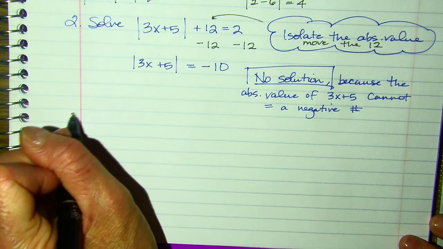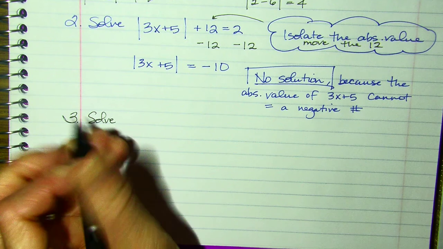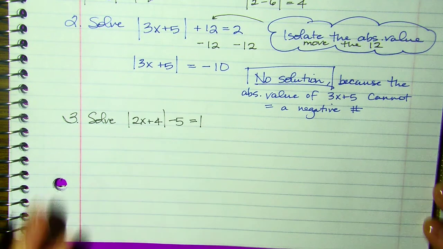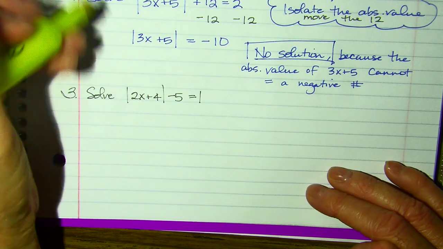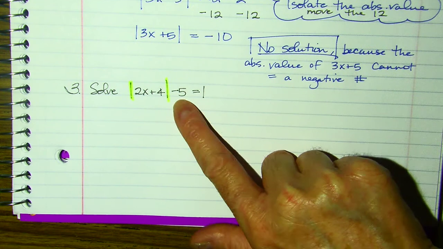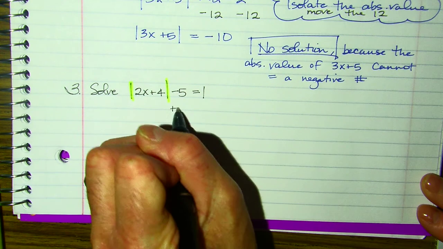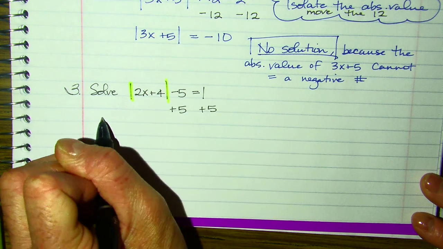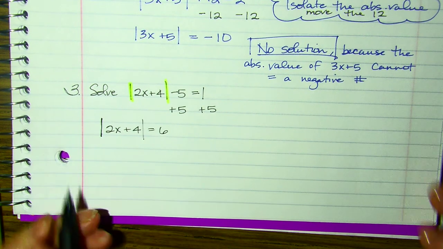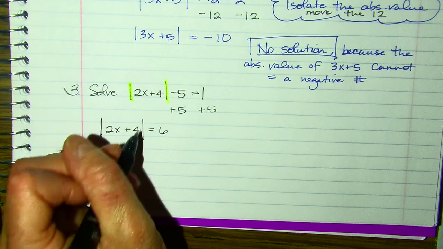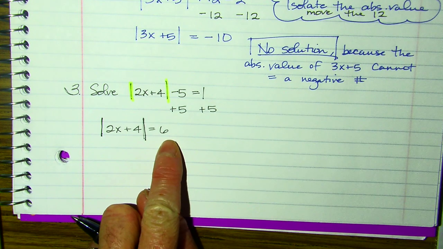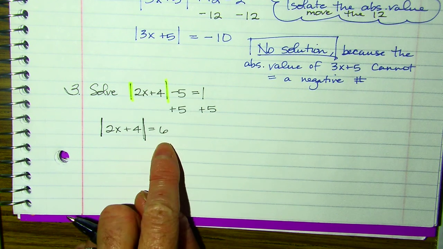Next one. Solve the absolute value of 2x plus 4, minus 5 equals 1. Now remember, I have to get this part here by itself. So the first thing I have to do is move that 5. I'm going to add 5 to both sides, and I get the absolute value of 2x plus 4 equals 6. Now I hope you can see the difference between this problem and the last one. This is saying the absolute value, or the distance, of 2x plus 4 is 6 units away from 0. And this is possible because the distance is a positive 6.